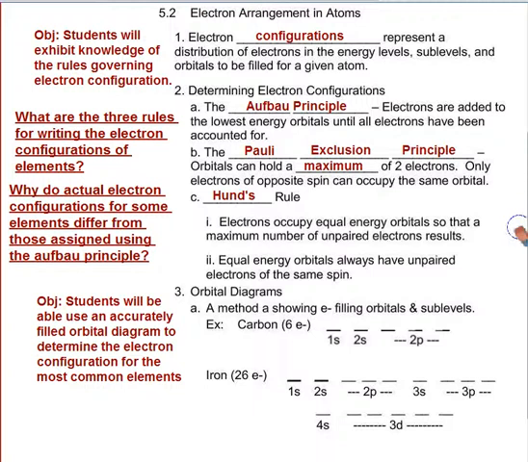So, here's how we go with this. We start with our orbital diagram, and we start filling in electrons to match our orbital diagram. Now carbon. Carbon is going to have 6 electrons. Now, according to these rules, according to the Aufbau principle, electrons are added to the lowest energy levels, orbitals can hold a maximum of 2 electrons, they occupy energy orbitals until we have a maximum number of unpaired electrons result, and they always have unpaired electrons of the same spin. Well, the first energy level is 1s right here.